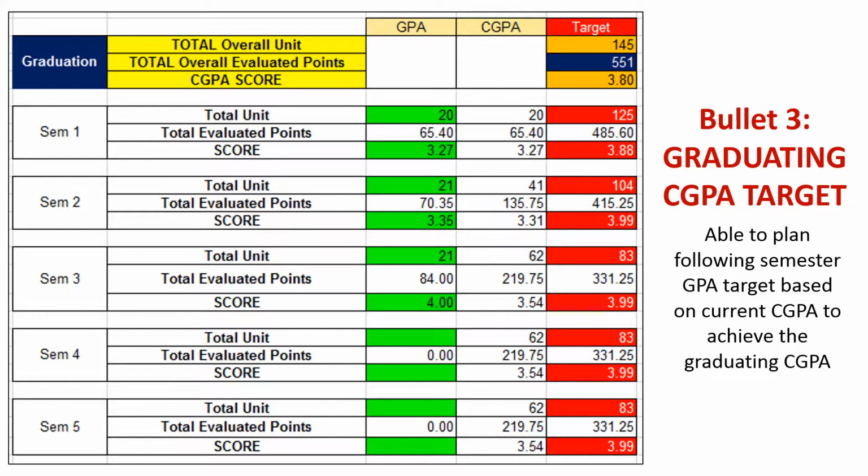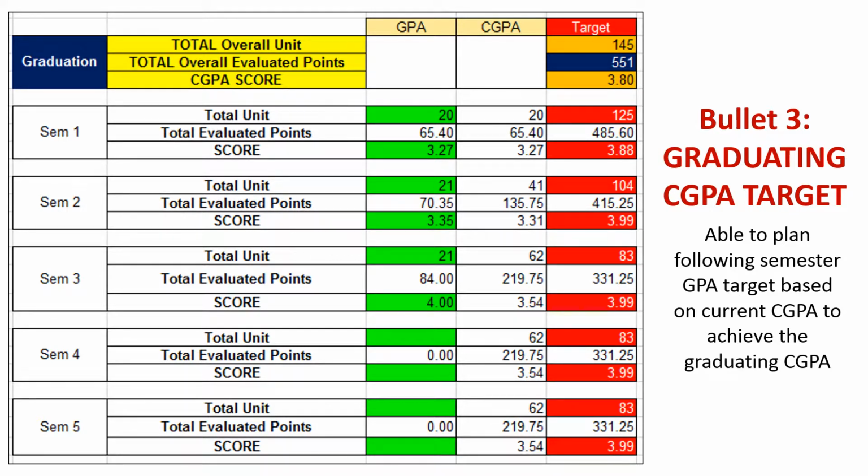Okay, how to read and use this bullet 3. Number one, look at semester 1. Semester 1, you have total units 20 for the GPA column, the green one, and then total evaluated points 65.4, and the score 3.27. So how do you use this table? Remember just now, you need to ask the students to set the target of the CGPA upon graduation. He has set 3.8, so we calculate based on 145. The overall points needed is 551.